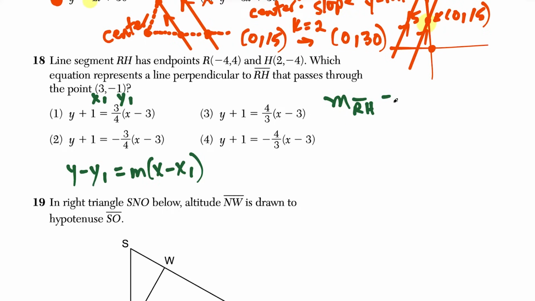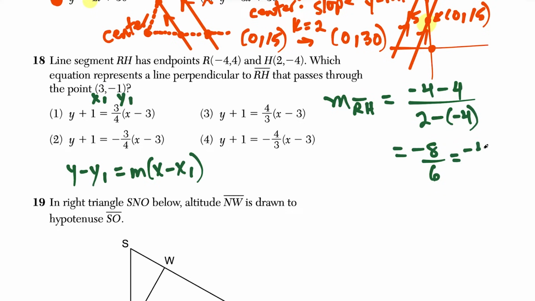And to do that, we're going to use the slope formula. So we're going to take the difference of the y values and divide by the difference of the x values. So I'll do -4 minus 4. So I'm subtracting this y value by this y value, and then I'm going to divide by 2 minus this x value, which is -4. And now we simplify, we have -8 divided by, this becomes 2 plus 4 on the bottom, which is 6. And if we divide the top and bottom by 2, we get -4/3.